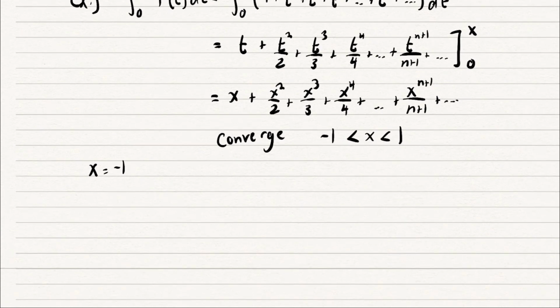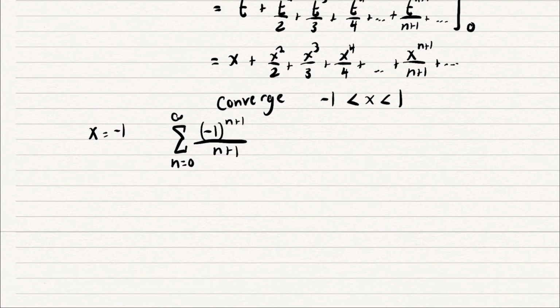So if I look at how this works, I'm going to do the summation when n is equal to 0 goes to infinity of (-1)^(n+1) over n plus 1. Just quickly looking at this, we can see that this is an alternating series, so that's kind of cool. So since it's an alternating series, we can use the alternating series test.